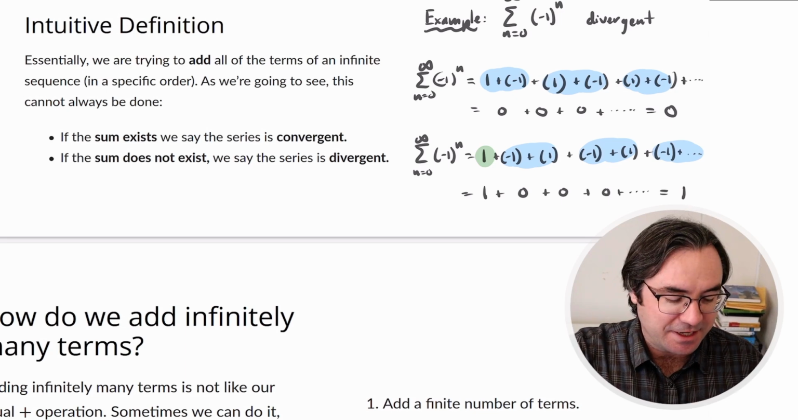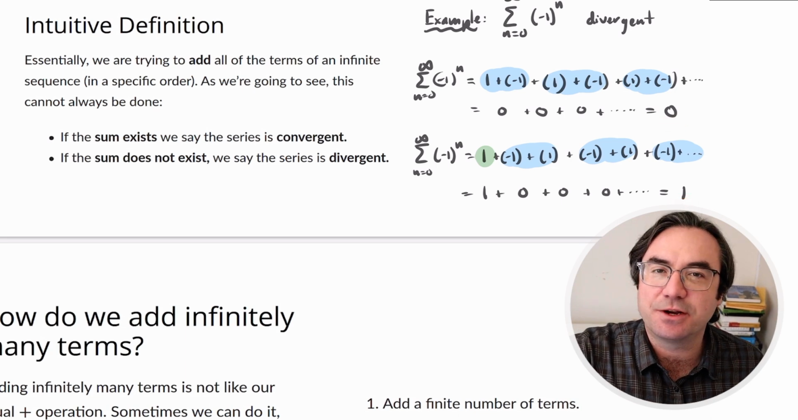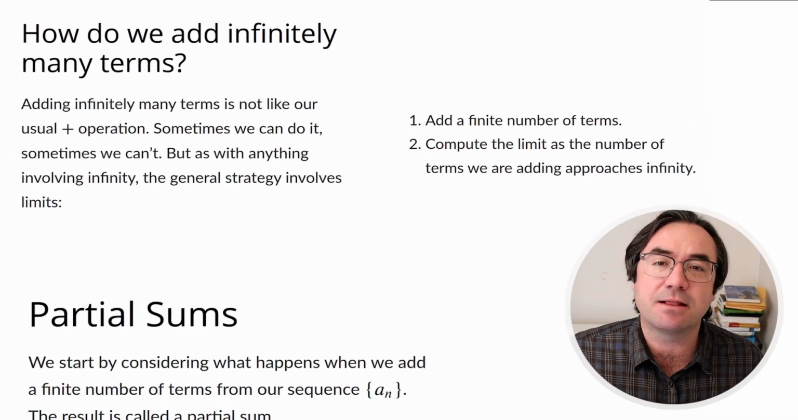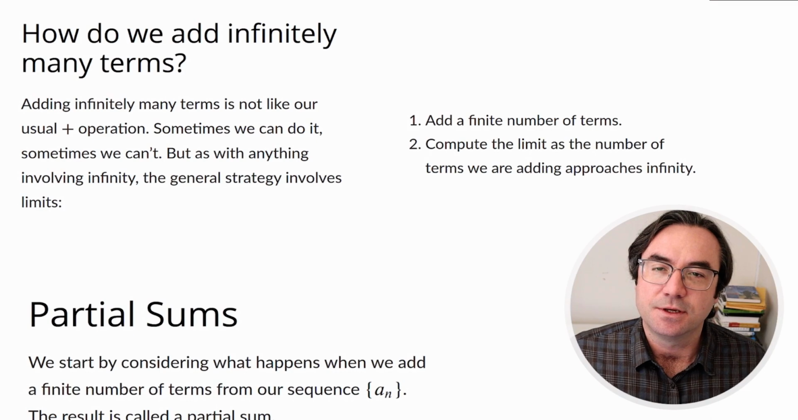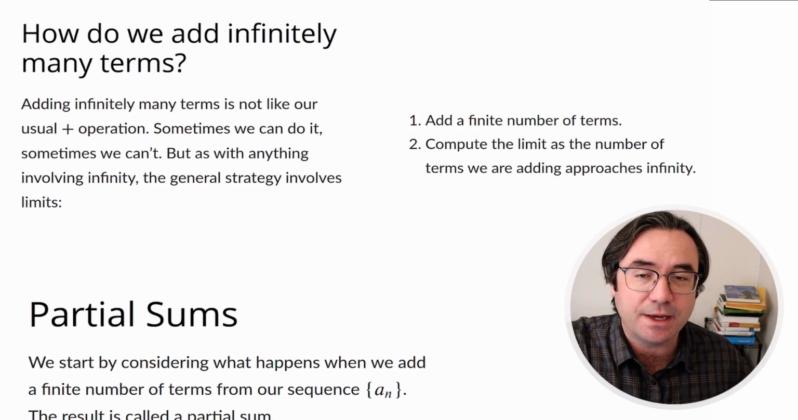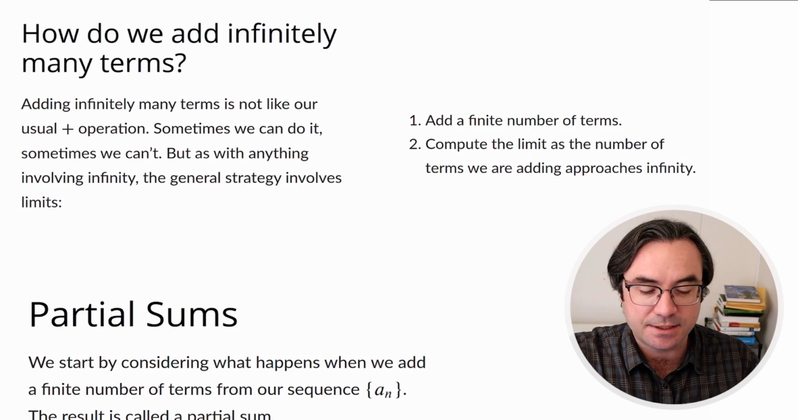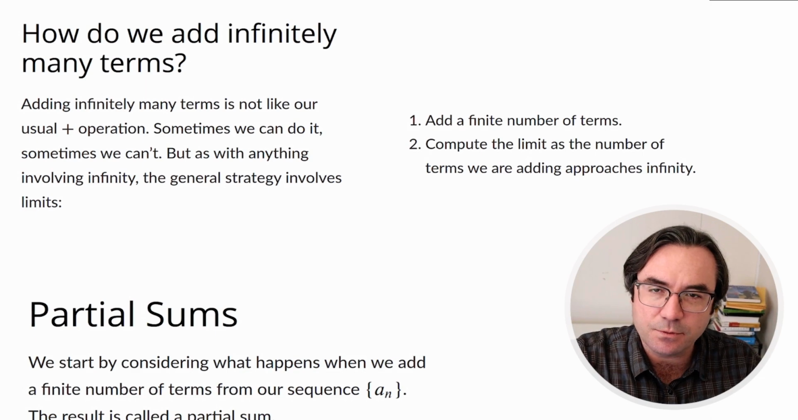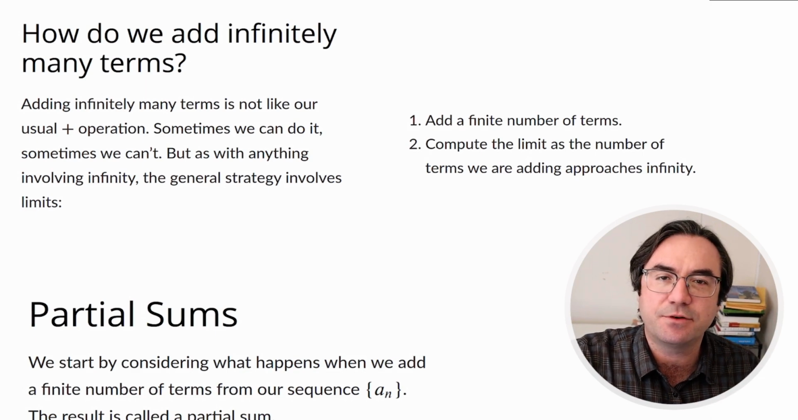All right, but this kind of gives you an idea of some of the issues you can run into when you're trying to add up an infinite number of things. So adding up an infinite number of terms is not like regular addition. So sometimes we can do it, but sometimes we can't. And so we have to be very careful with this. Whenever we do anything with infinity, we have to be careful.